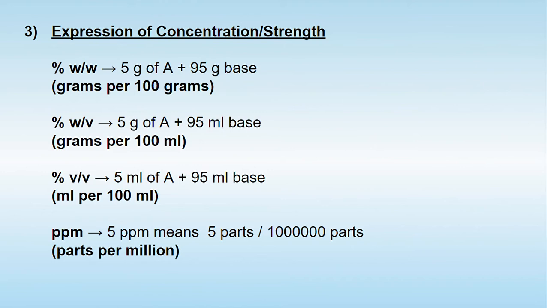Third, percentage volume by volume. That means ml per 100 ml. So it's 5 ml of A plus 95 ml of the base. So both A and the base are in liquid form.